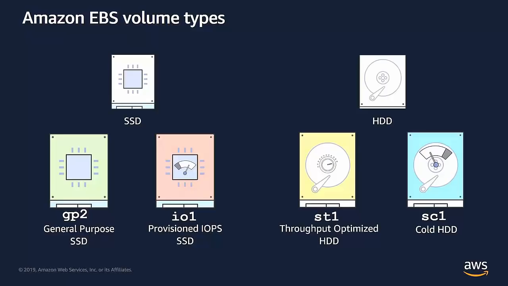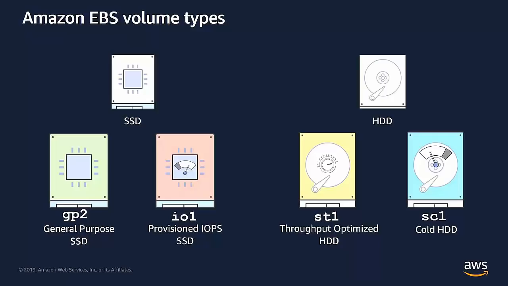ST1 volumes are optimized for throughput and are a good fit for large sequential workloads such as log processing and streaming media. SC1 volumes provide inexpensive storage for infrequently accessed sequential workloads.